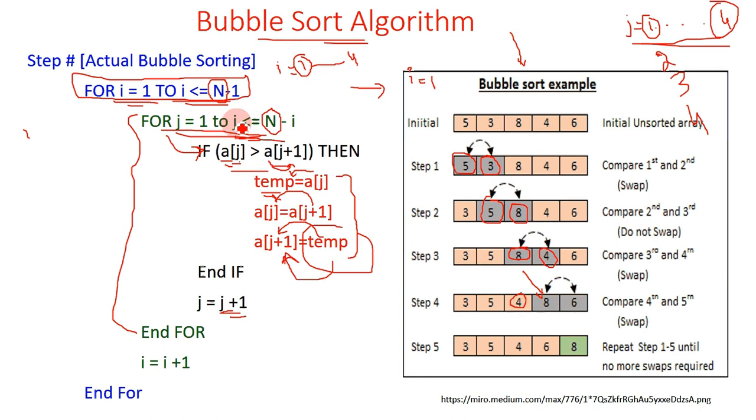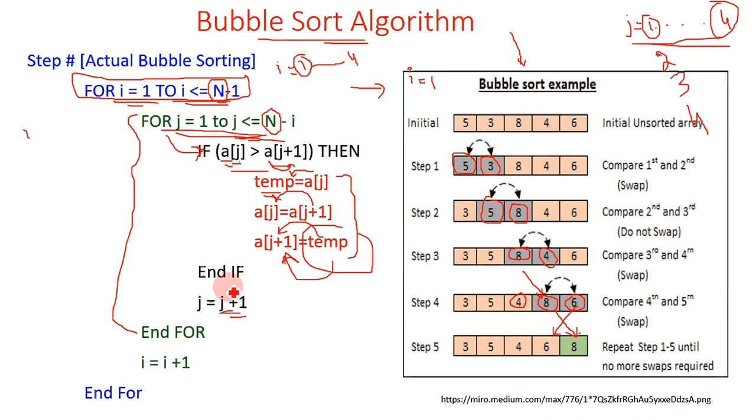Okay, so 4 is less than or equal to 4. Yes, so the control will go to this if statement. If the value at the fourth location is greater than the value at the fifth location. The value at the fourth location is 8, and the value at the fifth location is 6. Again, this condition is true, and it means swapping will occur. So 8 will go to the last location, and 6 will go to the fourth location.